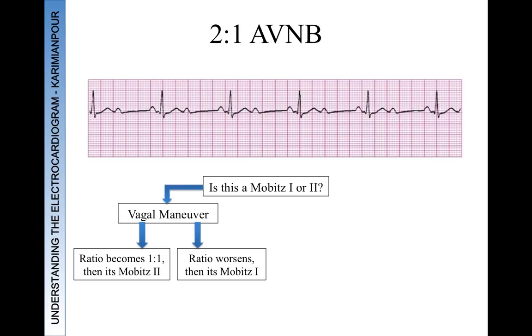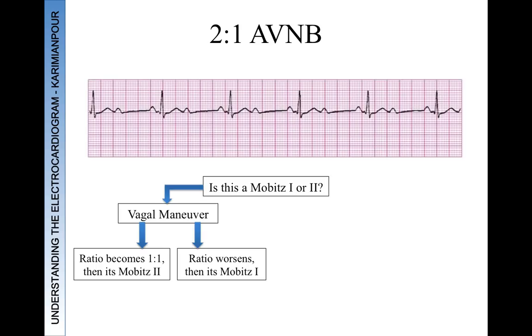Why? Because in a second degree Mobitz type 2, there is probably intrinsic disease of the AV node. And so when you perform a vagal maneuver, the AV node is not going to respond to it, but the sinoatrial node will respond, and it'll slow down the P waves so that now it matches the QRSs at a 1-to-1 ratio.